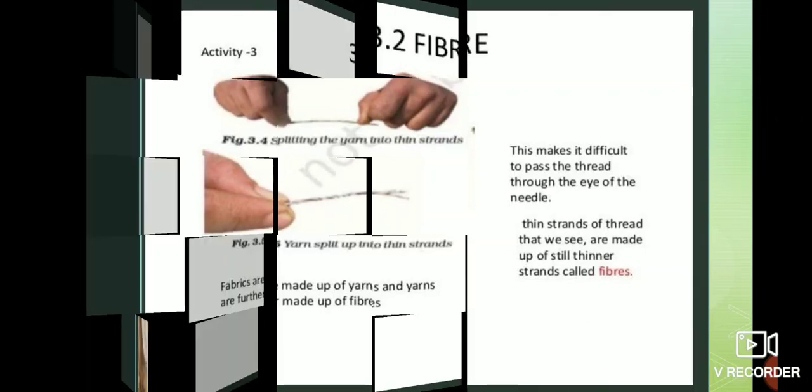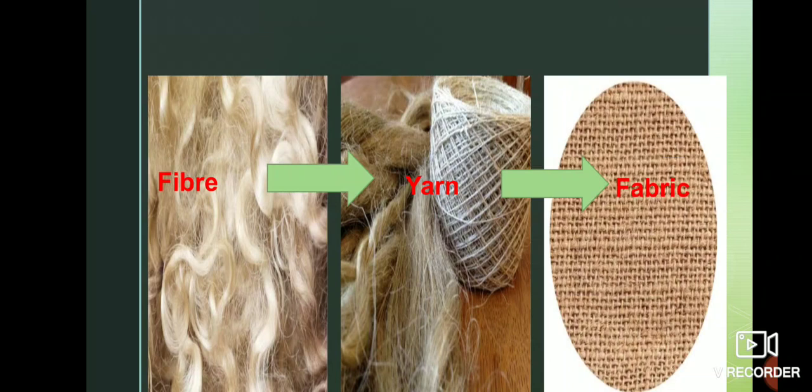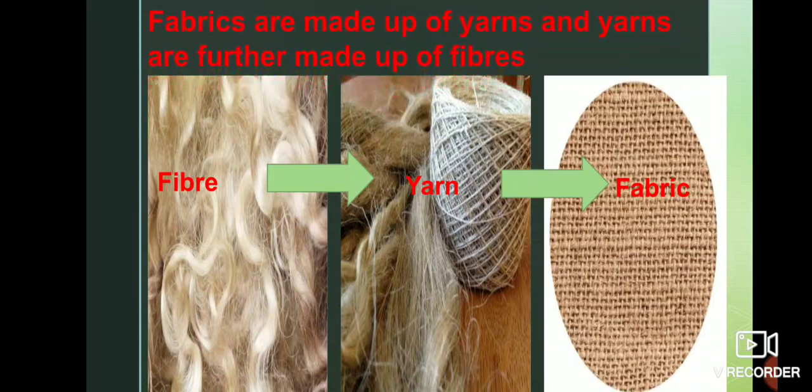So let us picturize it. See, from fiber we will make yarn. From yarn we will make fabric or cloths. Yarns are arranged in horizontal and vertical fashion to make fabrics. Once more I repeat, fiber will change to yarn, yarn will change to fabric or clothes. So we can say fabrics are made up of yarns and yarns are further made up of fibers.